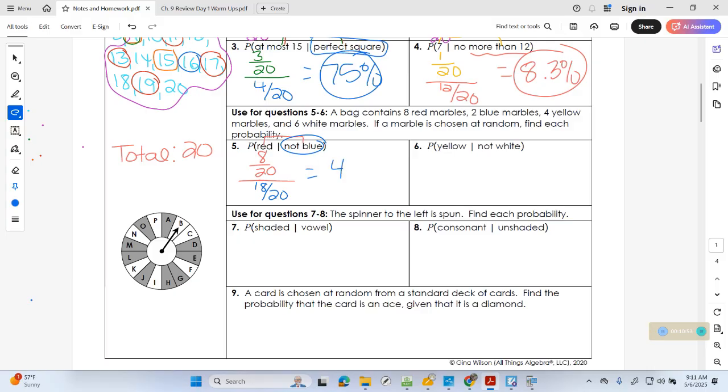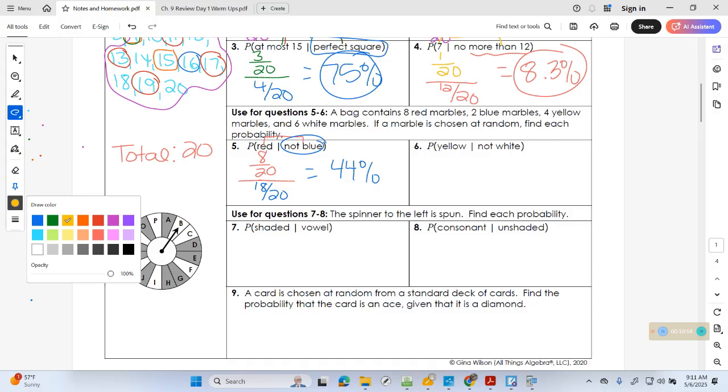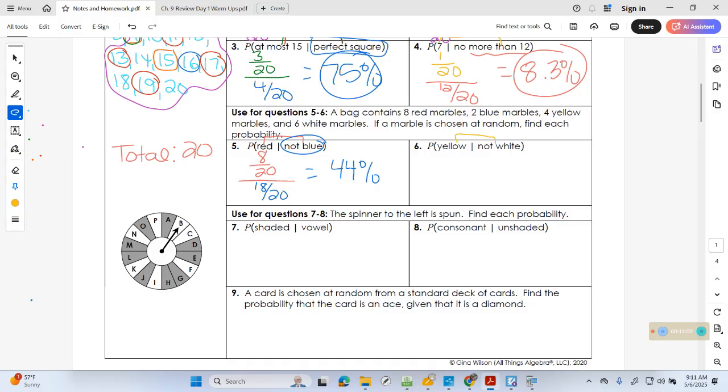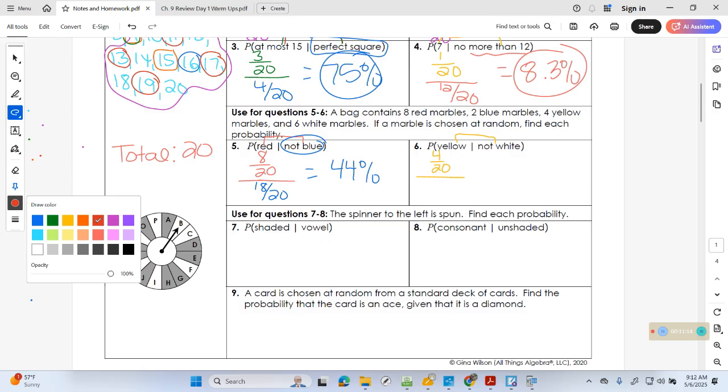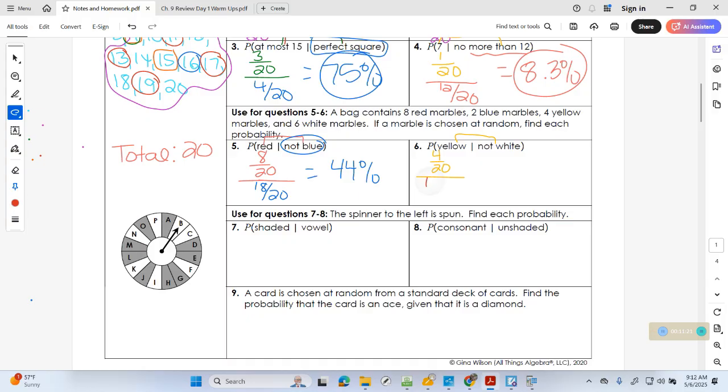Like it. All right, let's do these yellow guys. So yellow and not white. Doesn't that really just mean they're yellow? So how many yellow ones are there? 4. 4 out of 20. Got it. Okay, my second fraction, not white. So don't count the white ones. How many marbles are there that are not white? 14, because 6 are white, so there's 14 left to be not white. 28.6%. Love it.